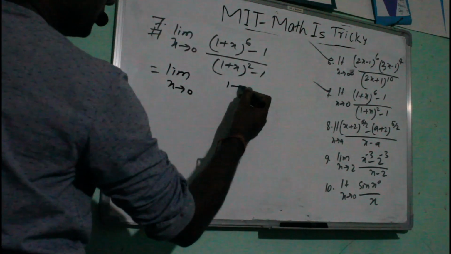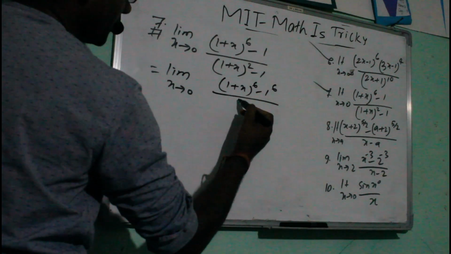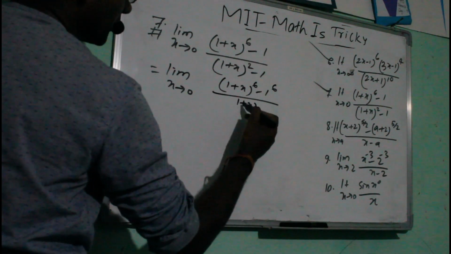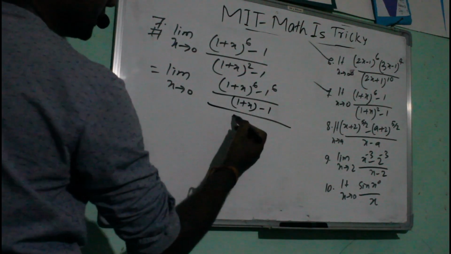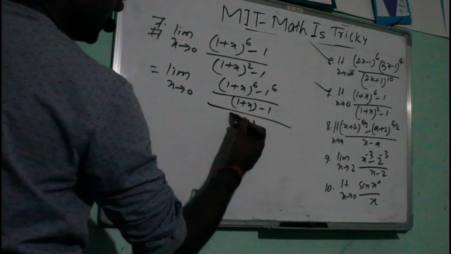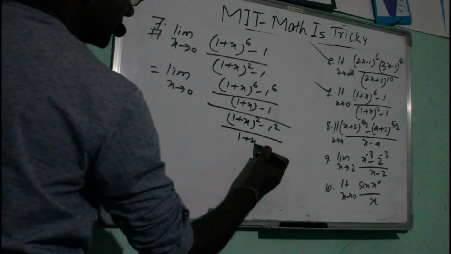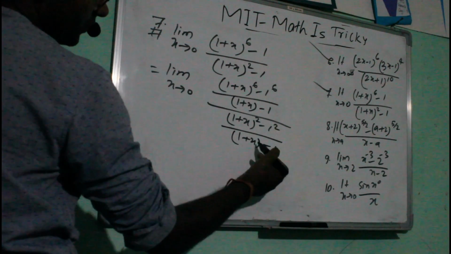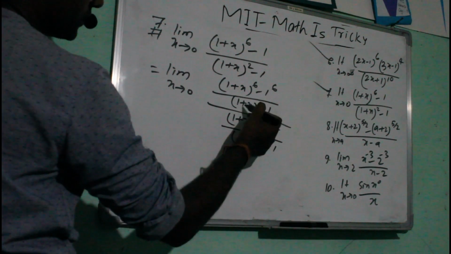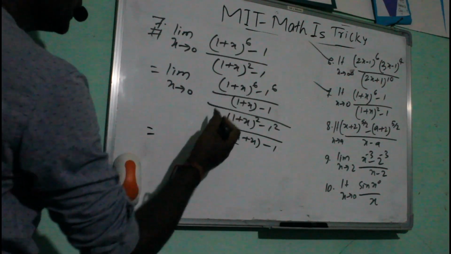Let's write like this: (1 plus x) to the power 6 minus 1 to the power 6, divided by (1 plus x) minus 1. Dividing numerator and denominator by the same number, 2, 1 to the power 2, by 1 plus x minus 1. You can see here the 1 plus minus 1 will be cancelled, x is here, x also will be cancelled. So what we can do now is use the formula in numerator and denominator.